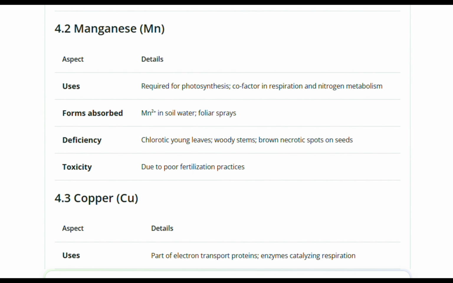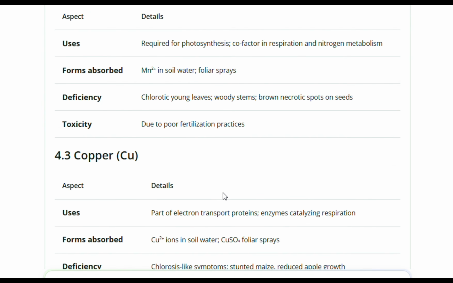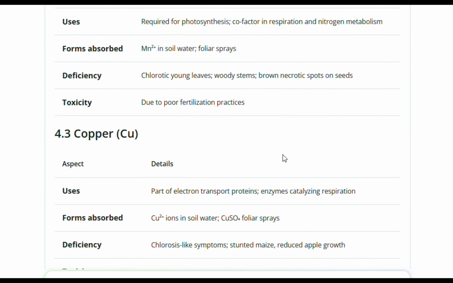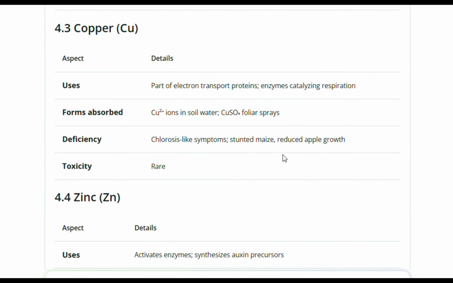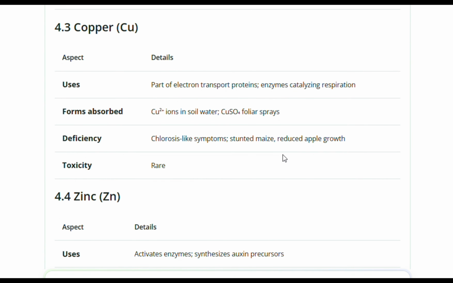So which means that applying fertilizers is very crucial. You need to have knowledge of how to apply fertilizer, because too much fertilizer or application in a way that is not recommended might be toxic.